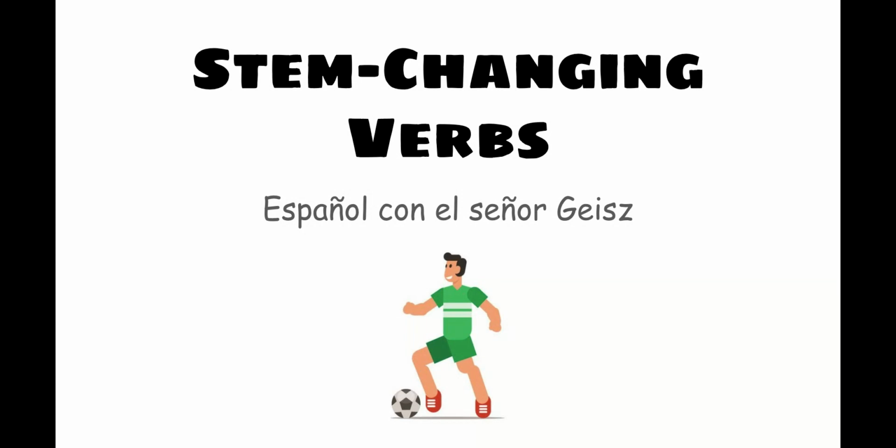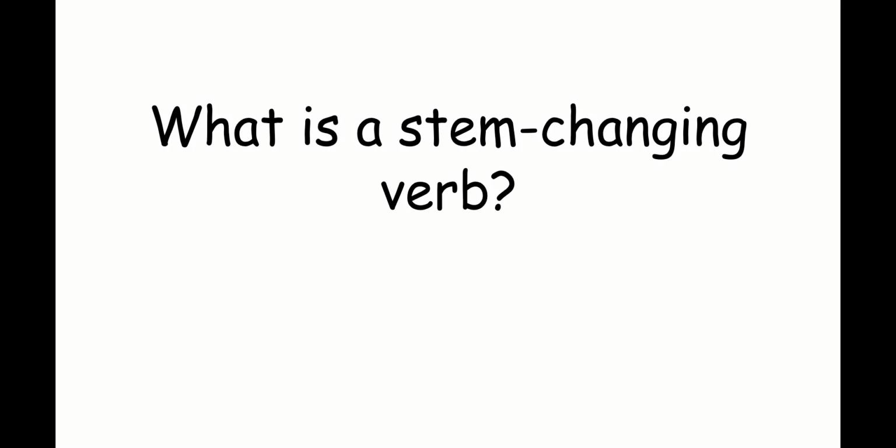In this video, I'm going to be talking about how to conjugate stem-changing verbs. And I'm going to tell you what a stem-changing verb is in the first place. So what is a stem-changing verb? A stem-changing verb is a verb that changes its stem. And you need to know what the stem of a verb is.